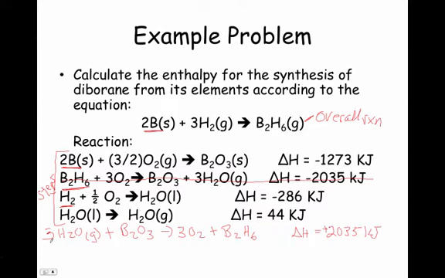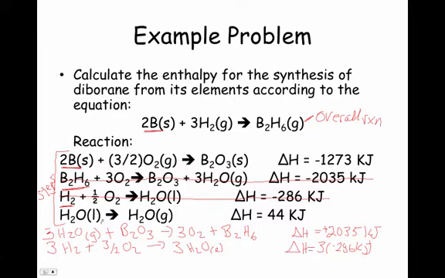So that means when we rewrite it, we'll get 3H2 plus 3/2 O2 goes to 3H2O liquids. And because we multiplied that reaction by 3, we need to multiply this delta H by 3 as well. So that equals 3 times negative 286 kilojoules. Okay, and again, once we're done with that step, because we changed it, we cross it out.